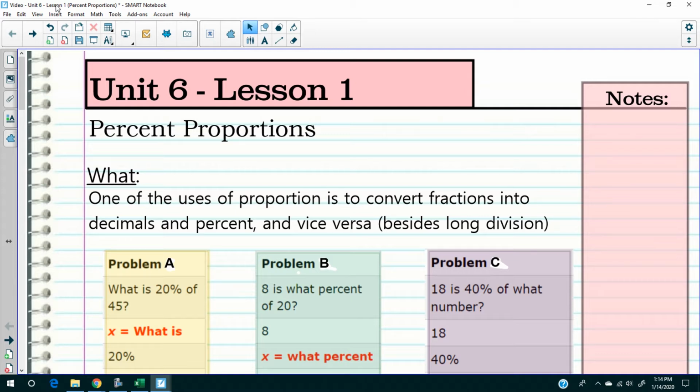So, all right, Unit 6, Lesson 1. Today we're gonna do what is really just a fairly short unit. It's gonna be a little over a week, if that. It's called percent proportion. Now that you guys have learned what a proportion is, we're going to talk about using percent proportions to solve some questions.